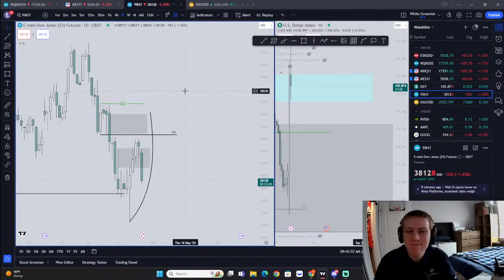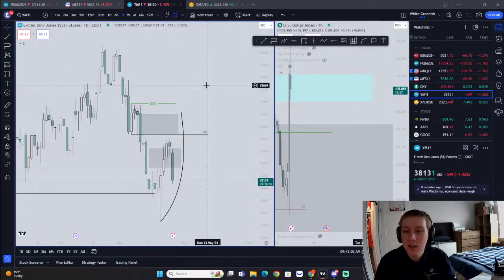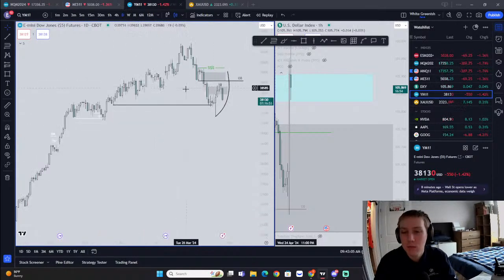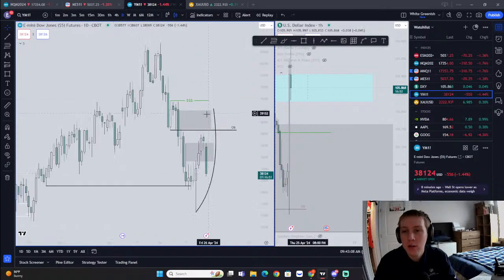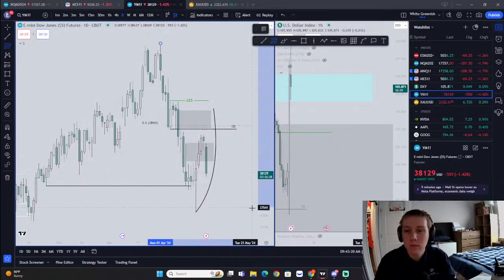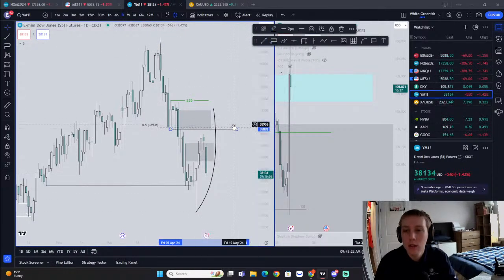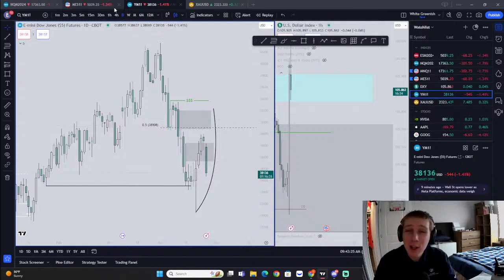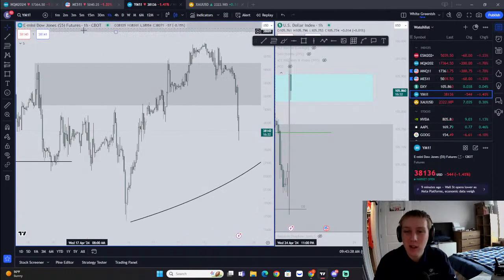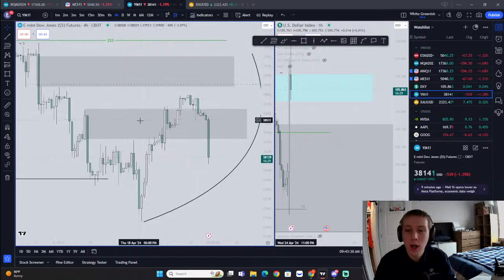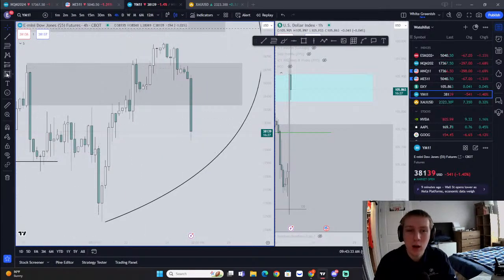Overall, the daily doesn't look as good on YM. We have just taken external range liquidity, so I was expecting this fair value gap to get met. Did we retrace to equilibrium? We didn't. On YM, I'm not gonna lie, this just looks like a retracement into this 4-hour fair value gap.